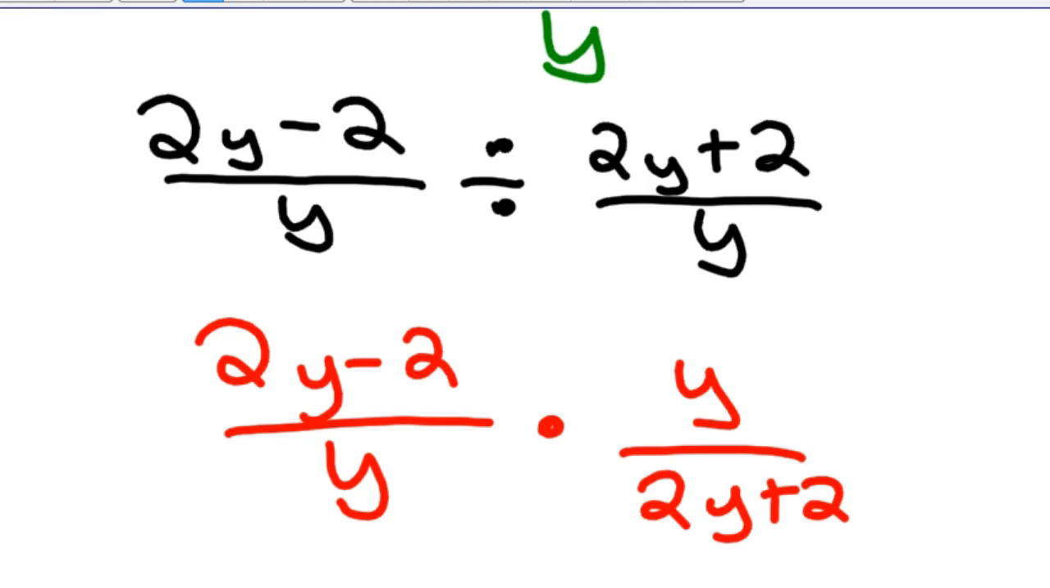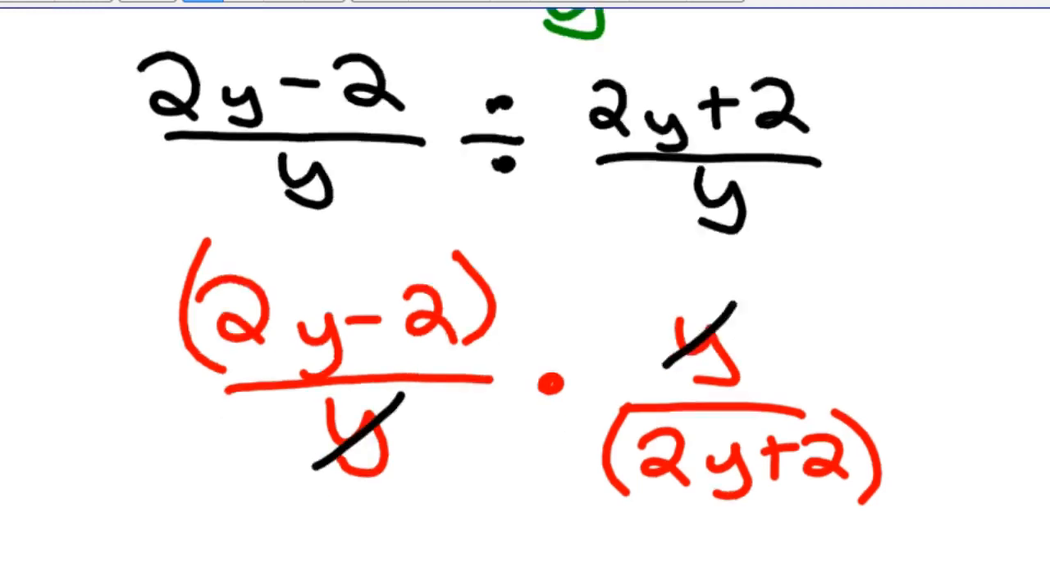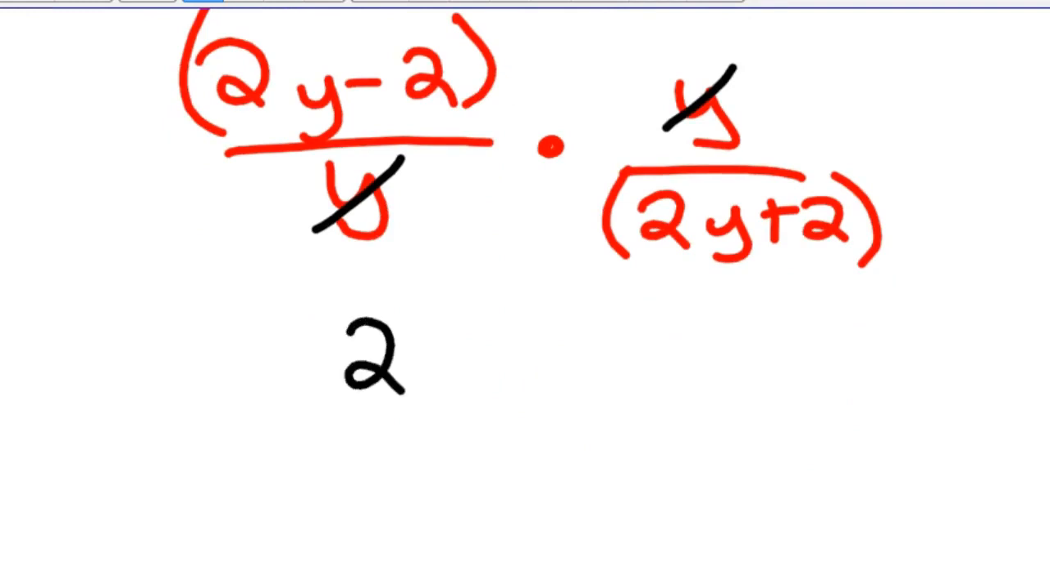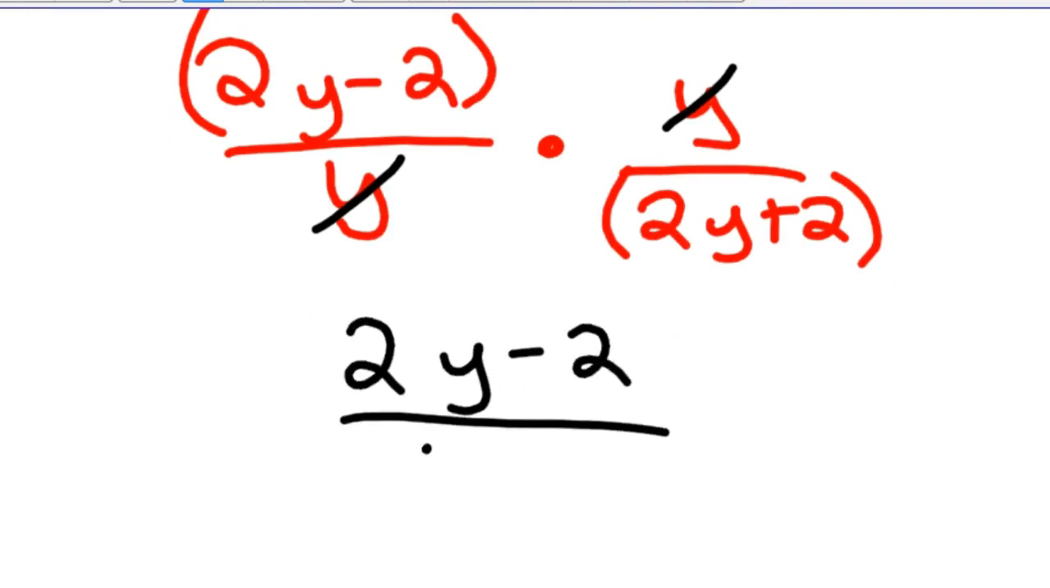And at this point, we can go ahead and cross out. Now, the 2y minus 2 and the 2y plus 2, they're not the same, so we can't cross them out just yet. But the y's we can cross out. y divided by y is 1. So we've really got 2y minus 2 over 2y plus 2.